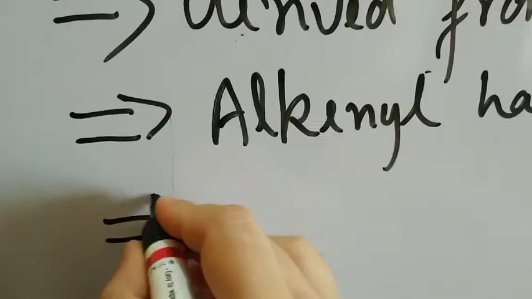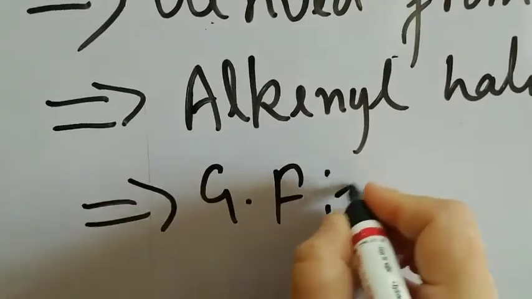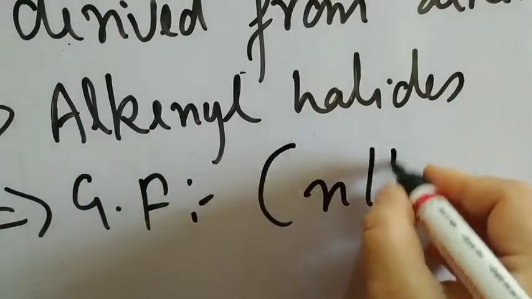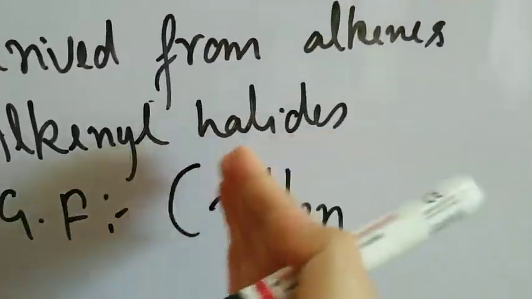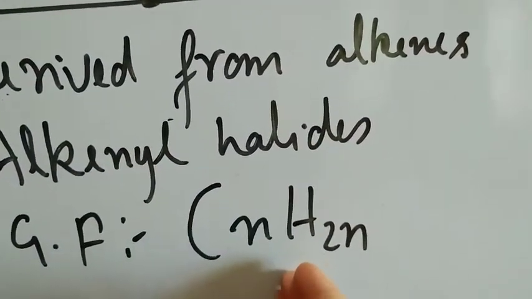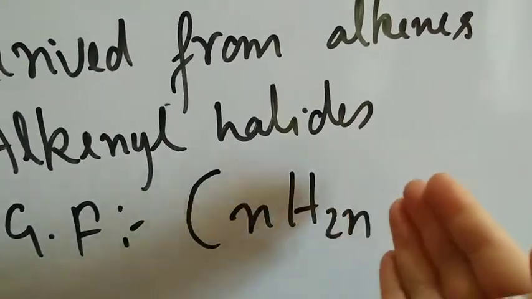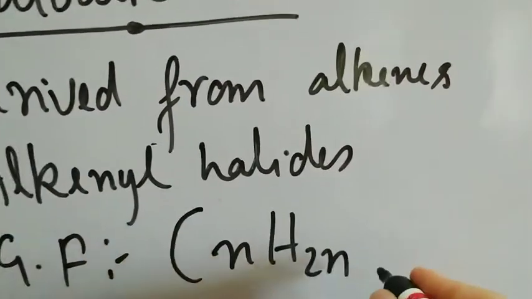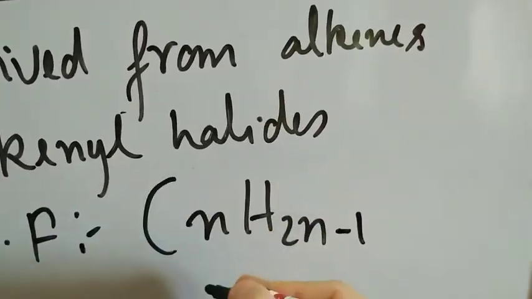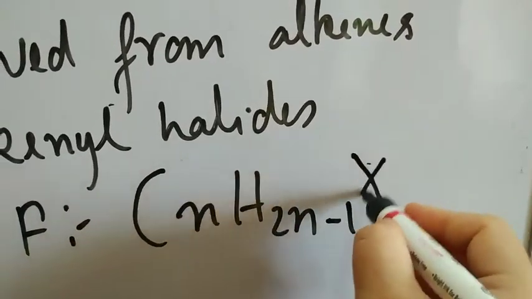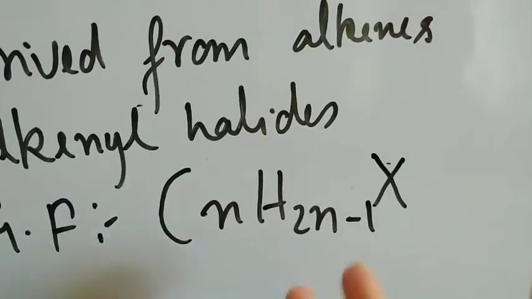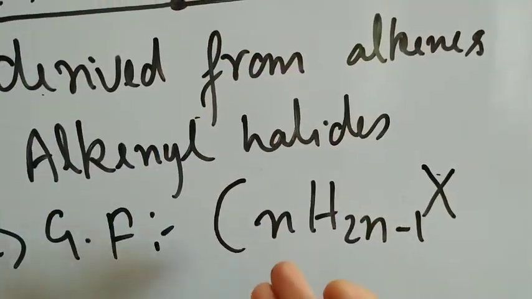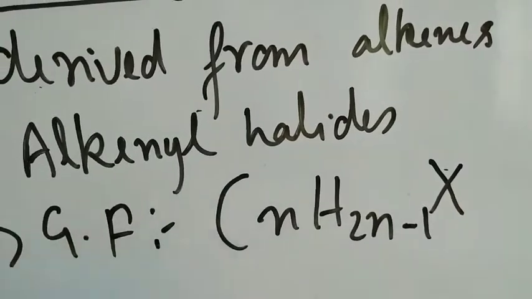And if you have to write down their general formula, what would be the general formula? What is the general formula of an alkene? CnH2n, right? Now how do we derive a haloalkene? From an alkene we have to replace one hydrogen atom by X. So the general formula of a haloalkene would be CnH2n minus 1. You remove one hydrogen atom and in place of that hydrogen you put in X, which can be chloro, fluoro, bromo, iodo. Thus the general formula of haloalkene is CnH2n minus 1 X.